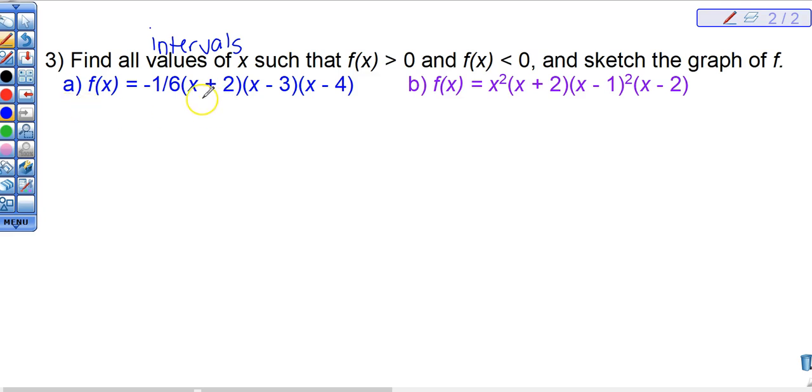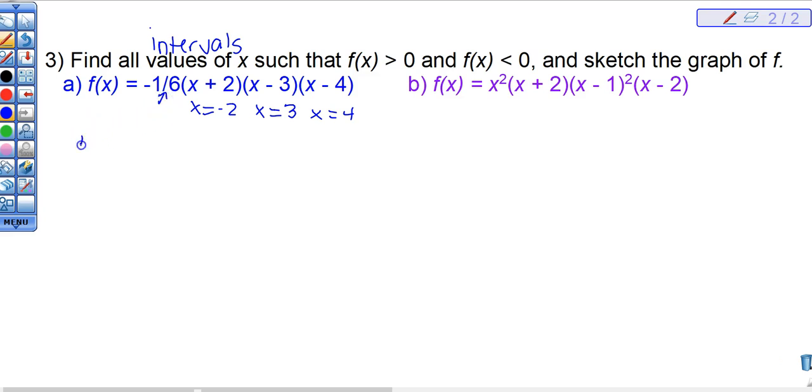Okay, so we'll look at this first polynomial right here that's in its factored form. We don't have to think very much about what its zeros are. We can see that x is equal to -2 is a zero for this one, this one is x is equal to 3, and this one is x is equal to 4. And then -1/6 is always just -1/6.